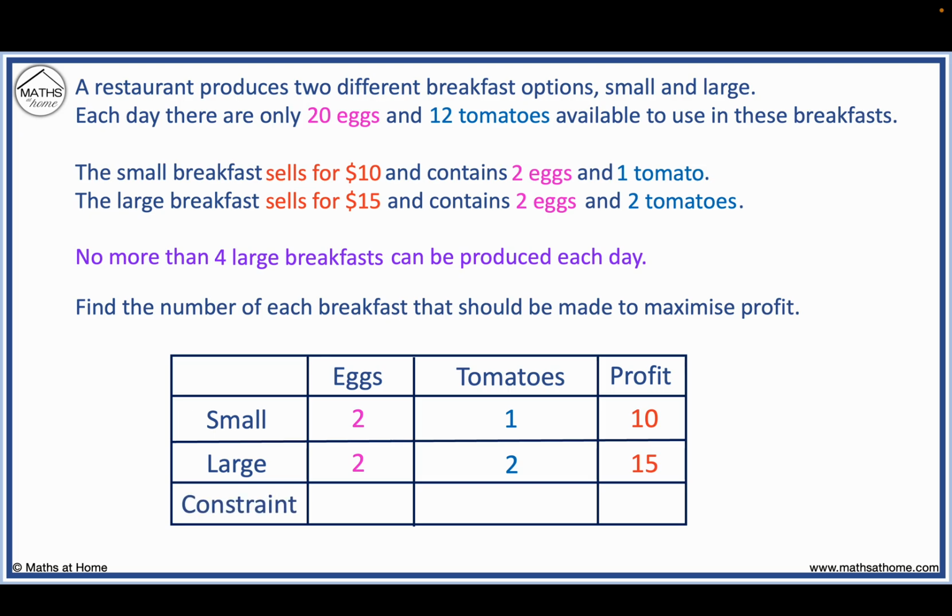The constraints are formed by the total number of each item available. There are only 20 eggs that can be used. Therefore, the total eggs must be less than or equal to 20. We cannot use more than 20. We only have 12 tomatoes available, so again, we write less than or equal to 12. We also know that no more than 4 large breakfasts can be produced each day. This will give us another constraint that we will see shortly.